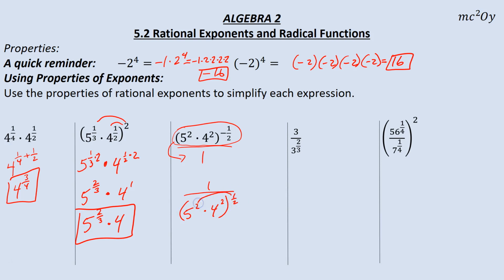And so that means I have 5 squared to the 1/2, or 5 to the 2 times 1/2, times 4 squared to the 1/2, 4 to the second times the 1/2. So 2 times 1/2 is 1, so I have 5, and 4 to the second to the 1/2, excuse me, is 4, which really means I have 20 as my denominator. So my answer is 1 over 20.